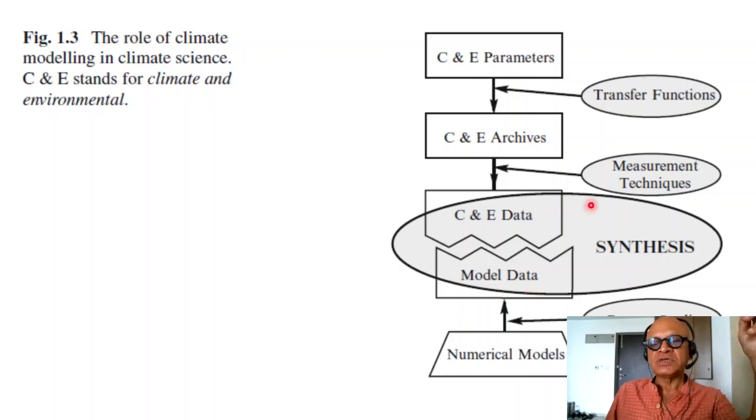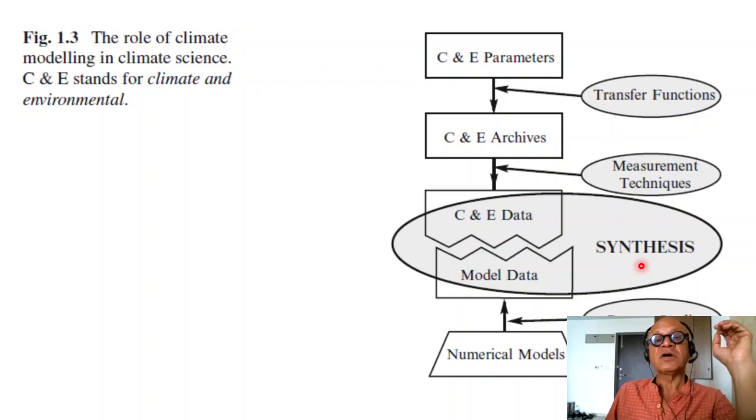So there are ways in which we can combine data and model output to synthesize and produce information, either for process studies, for predictions, for making decisions about the future, and so on and so forth, right? Or understanding the past climates. Why did ice ages happen? How much did CO2 change during an ice age to the end of the ice age, and so on and so forth. So that is the role of climate modeling.